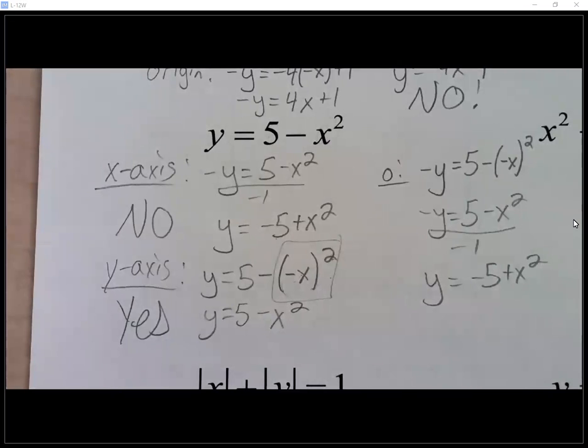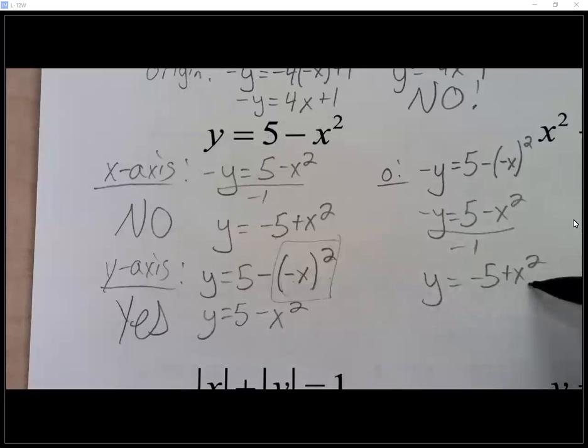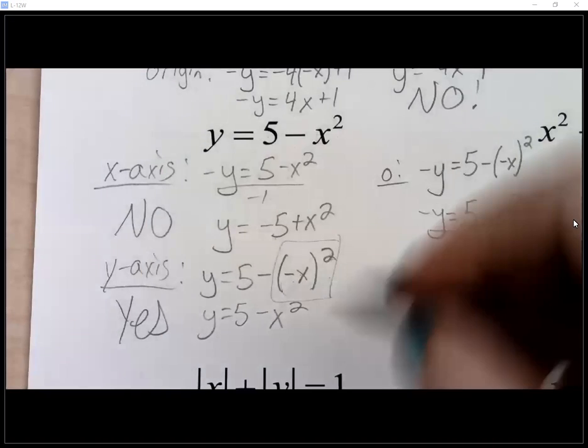So what do you say? Does it have symmetry over the origin? I'm seeing some no's, and I agree with you. If I fully simplify, this is where I get to, and that does not match my original. So it's a no on the origin.